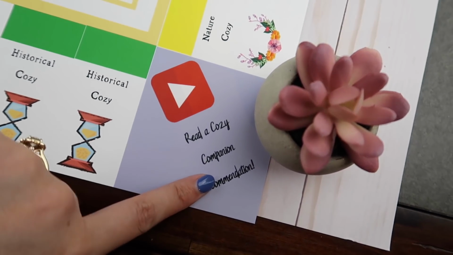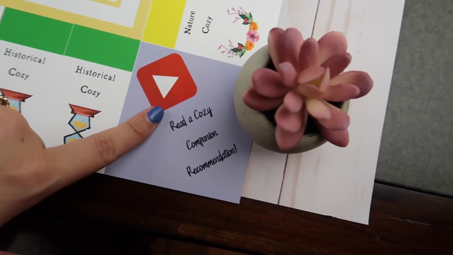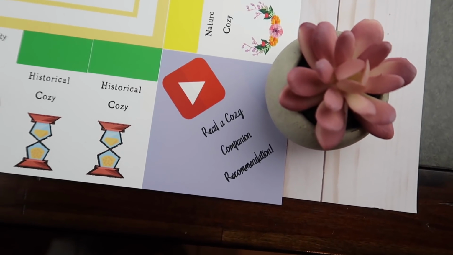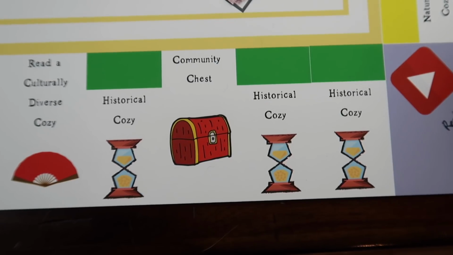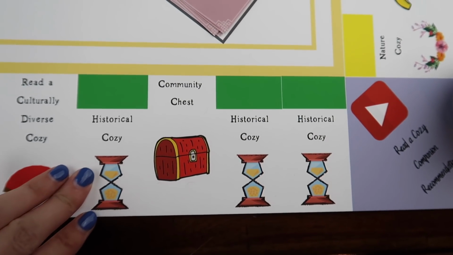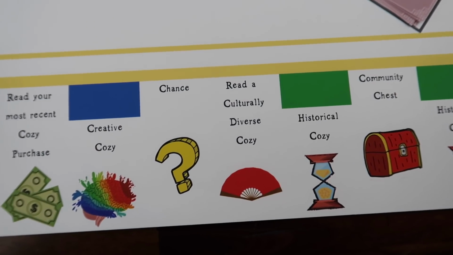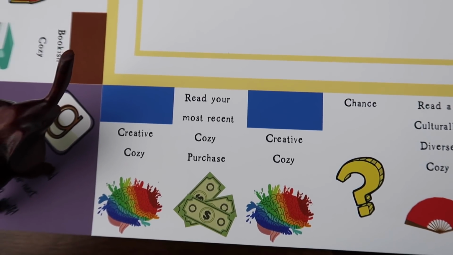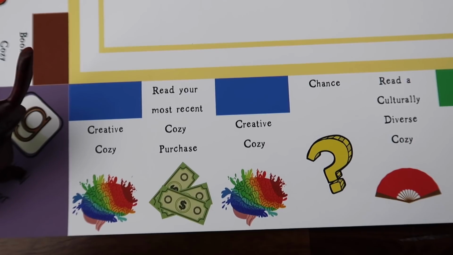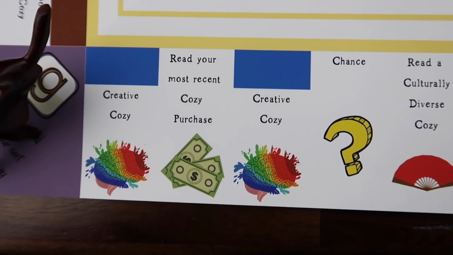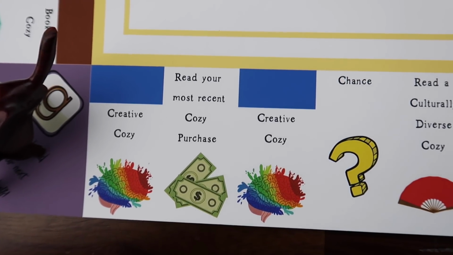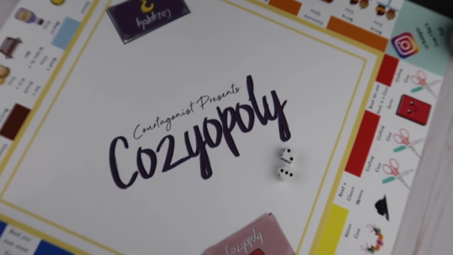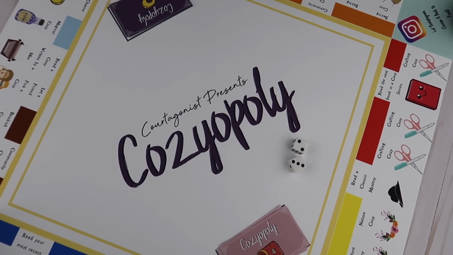So my YouTubers, this is where if I roll, I would have to ask for your guys' input. We've got historical cozies, read a culturally diverse cozy, and then creative cozy. So like if they have a hobby, or if they create something, or if they make something. So that is my Cozyopoly.